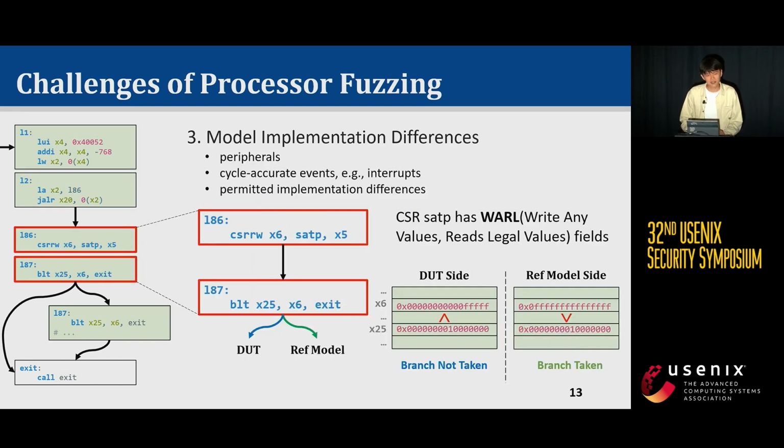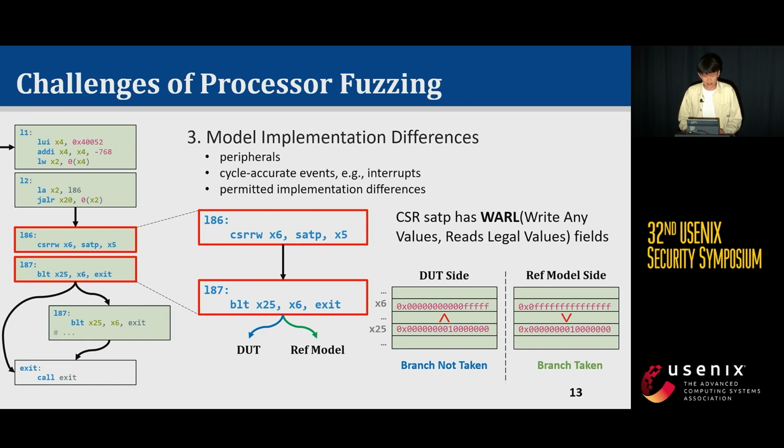And the second challenge is the model implementation differences between the DUT and the reference model. The ISA simulator is just a functional model of the processor. It cannot accurately simulate the behavior of the peripherals or the cycle-accurate events like interruptions. And besides, there are also some permitted implementation differences in the specification.